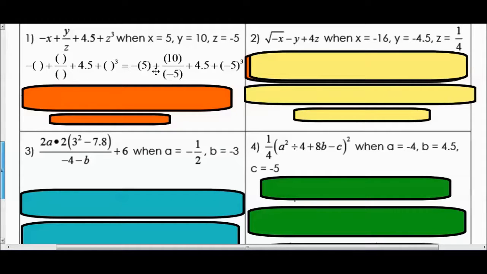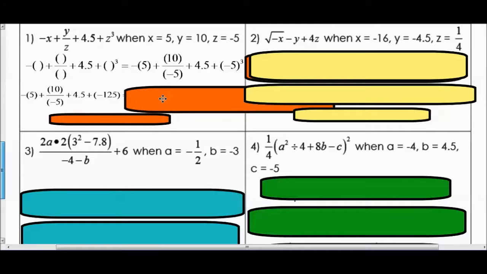Now I'm going to follow order of operations. I'm looking at this. I have no grouping symbols really. I mean, I have the grouping symbols. I have parentheses, but I can't do anything inside of there. So I'm going to start with my exponent here. That's -5 times -5 times -5, or -125. I'm not changing anything else.